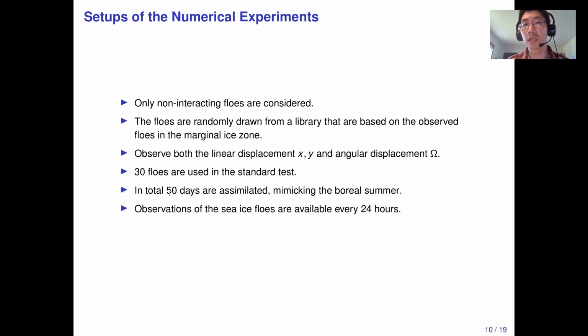All the statistics are computed based on results from day 10 to day 50, because the first few days can be a relaxation time, since we just arbitrarily assign some initial condition. And in the standard test, we assume the observations are obtained once every day, or every 24 hours.